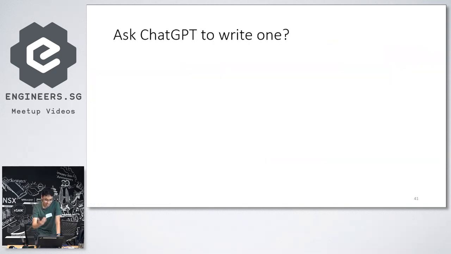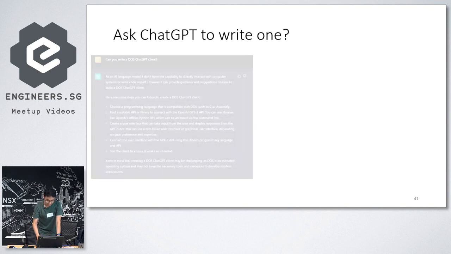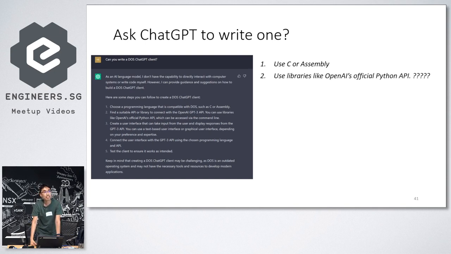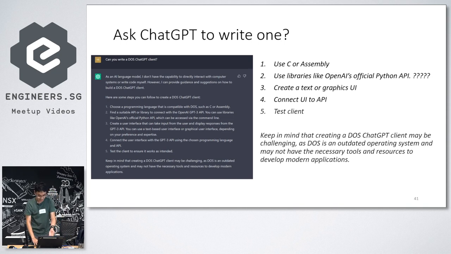Okay, so someone asked, did I ask ChatGPT to write this app? Okay, so I went and asked. ChatGPT did not help me anyway. You think its reply is correct or not? You see, write in assembly. True. The next thing is, I use a library like the OpenAI official Python API. You think that will work or not? Can the Python library from OpenAI run on the old DOS system? Obviously cannot. Okay, the rest is quite correct. Then it gave me the warning: keep in mind that it may be challenging. DOS is outdated. You may not have the necessary tools and resources to develop modern applications. Okay, so challenge accepted and I win already.